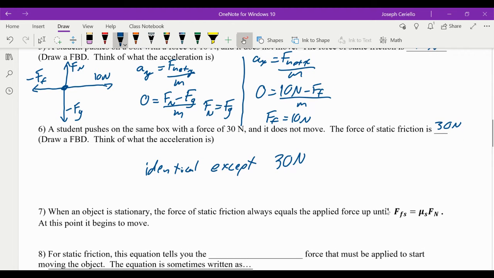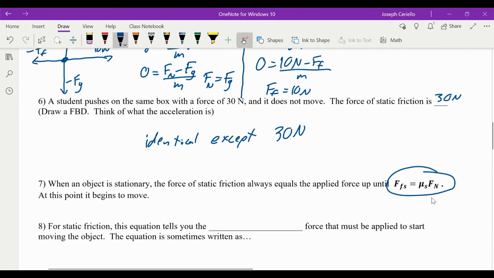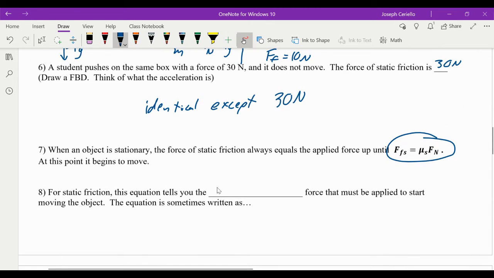How much force do you need to move it? This much force: the coefficient of static friction times the normal force. Once you apply that much force, this thing's going to start moving. Then it becomes kinetic. So for static friction, this equation tells you the minimum force that must be applied to start moving an object. We were using the phrase a lot, threshold. It's kind of like that threshold of motion.